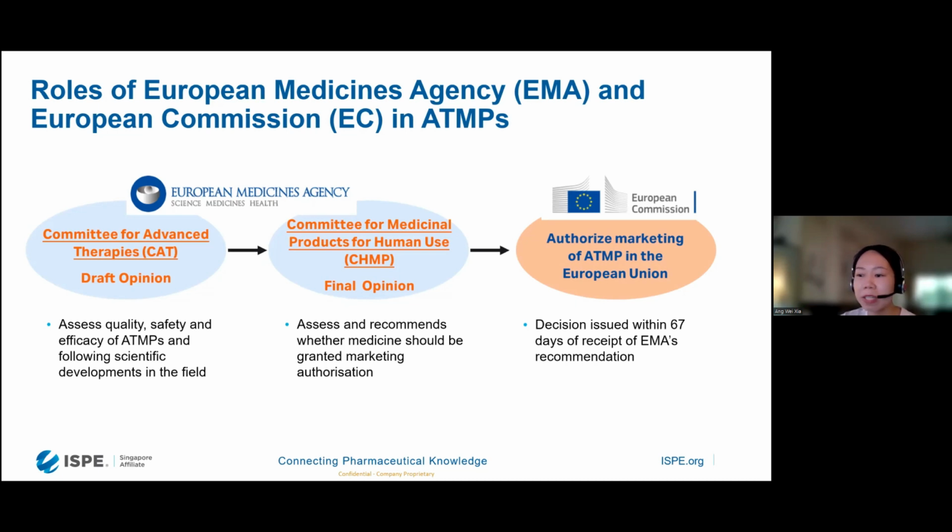So I'll be pausing here now for a poll, which will be very simple. The poll, please. In the EU, who are involved in the regulation of ATMPs? EMA only, EC only, or both EMA and EC?